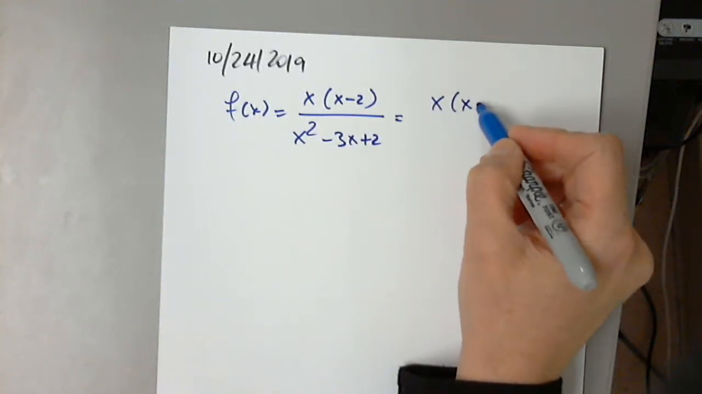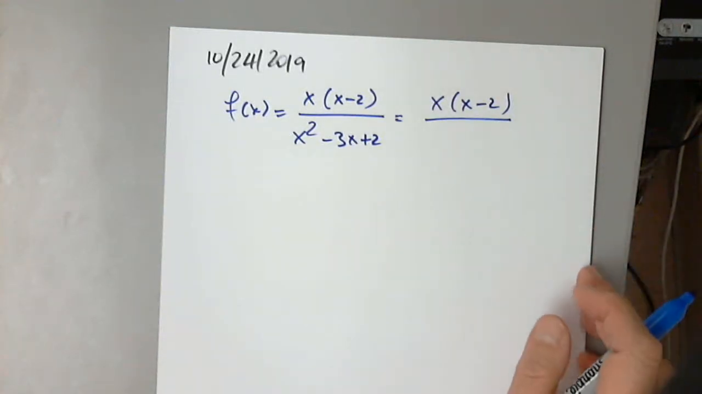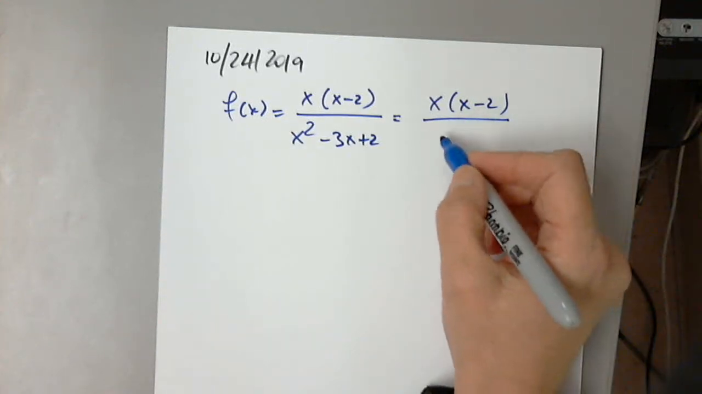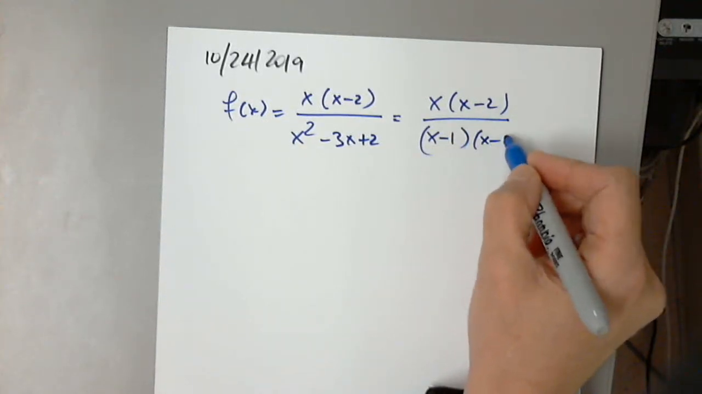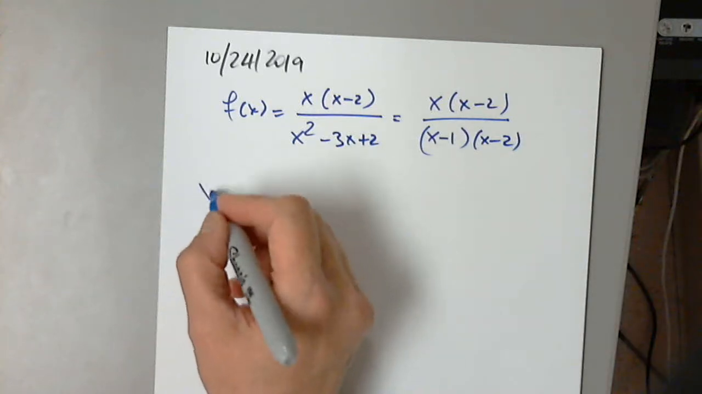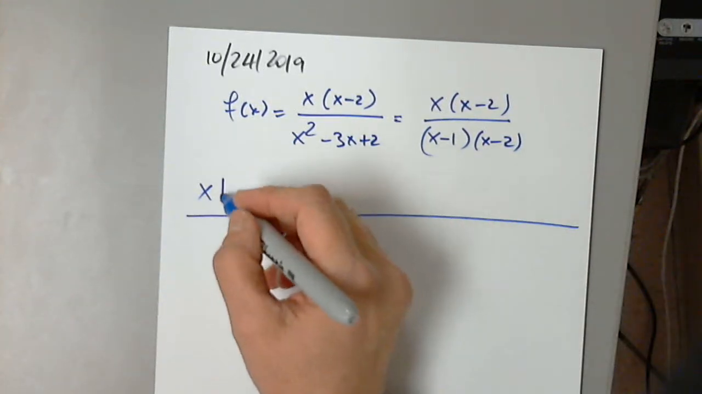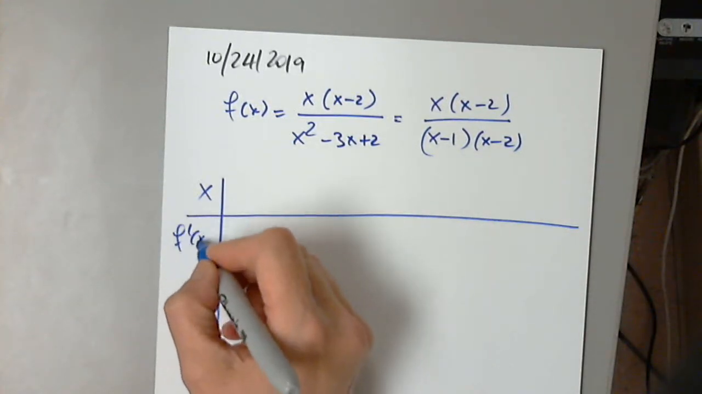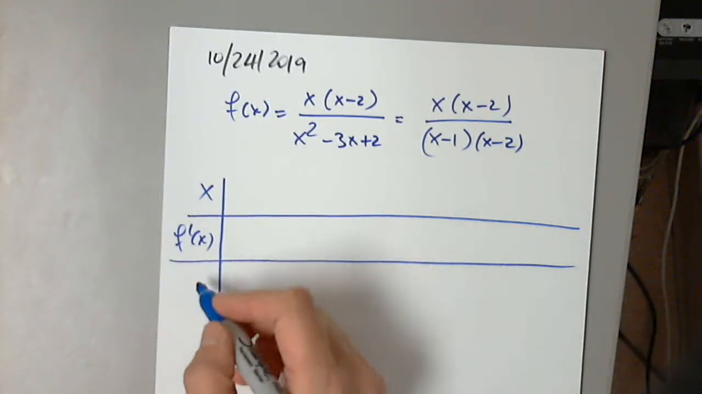So first I have to simplify, or I should say factor first the denominator, into x minus 1 and x minus 2. I have to get my table going with f prime, f of x in the middle.